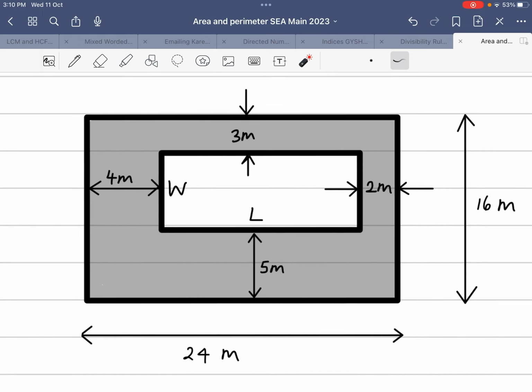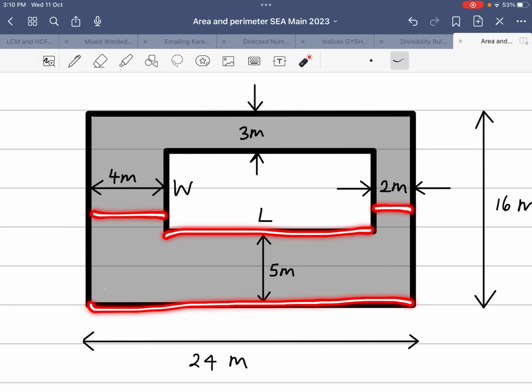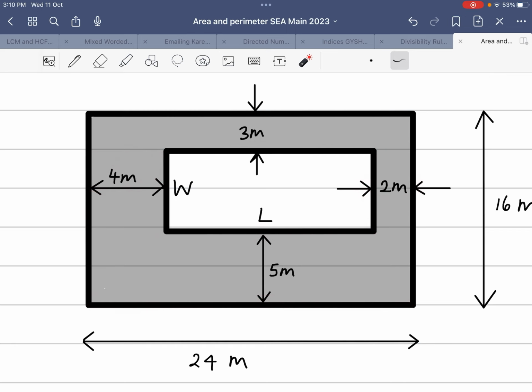So here we can see that the outer rectangle has a length of 24 meters. So if we come in 2 meters here and we come in 4 meters here, we'll be able to determine the length here. So that would be 24 minus 2 plus 4 is 6. 24 minus 6 is 18. So this here will be 18.